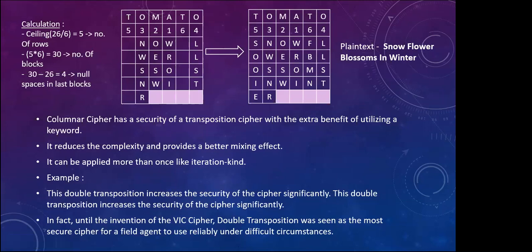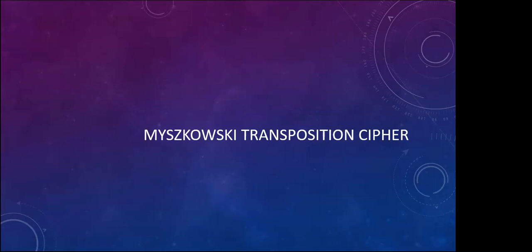And the next cipher was the Myszkowski transposition cipher. Sorry sir, I can't pronounce it properly. Is the columnar cipher clear? Yes, sir. Okay, so this is also a similar kind of cipher to the columnar transposition.